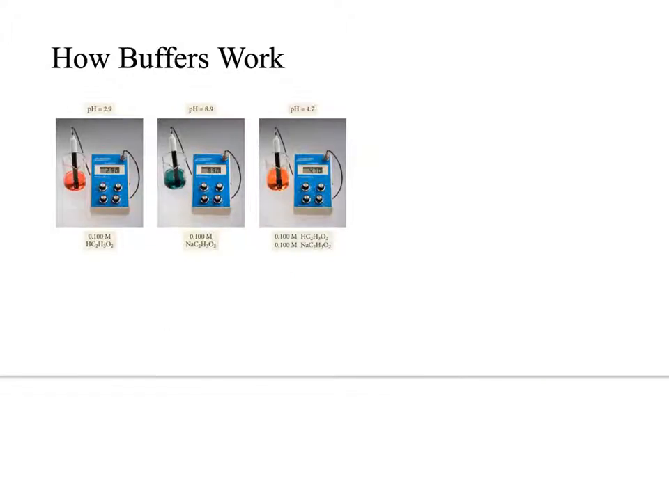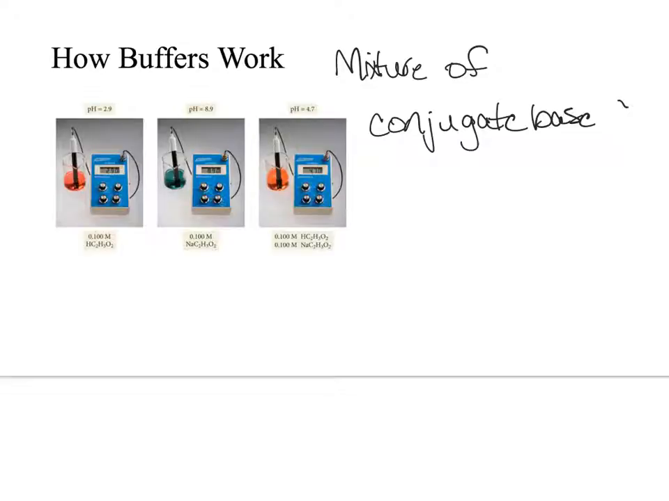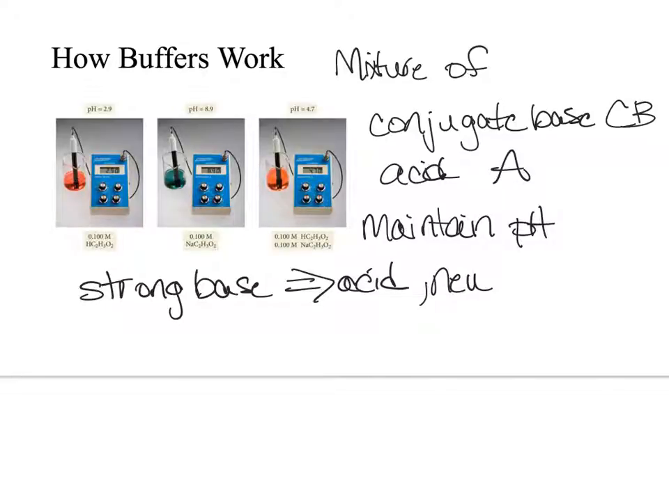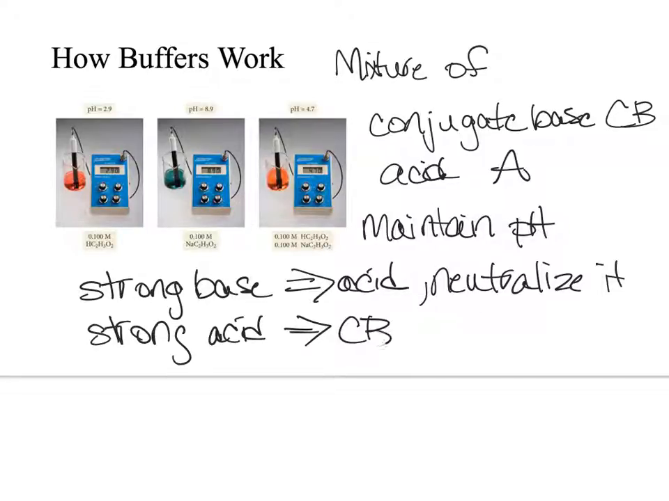We've stated previously that a buffer is a mixture of the conjugate base and acid. A mixture of conjugate base, which we'll abbreviate CB, and acid, which we'll abbreviate with a big A. We need a mixture because to maintain pH, if a strong base is added, we want our acid to neutralize it. And if we have a strong acid added, we want our conjugate base to neutralize.